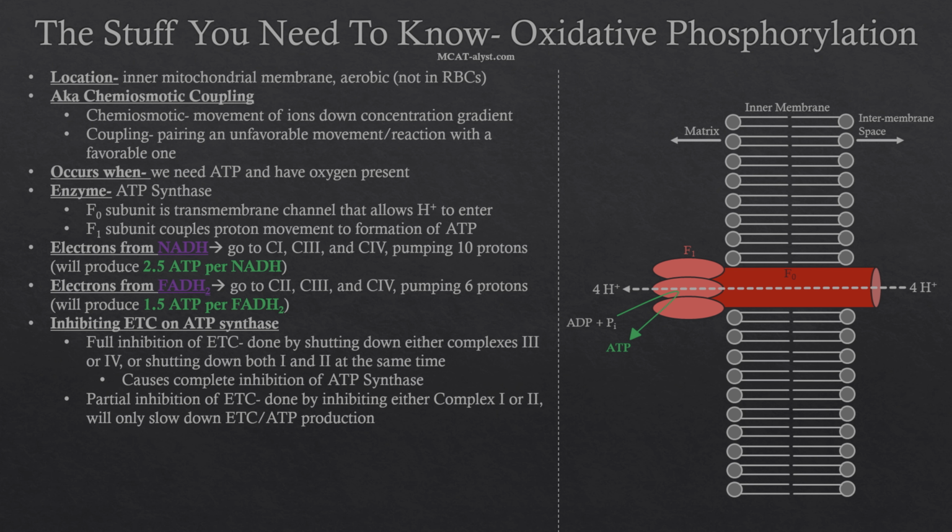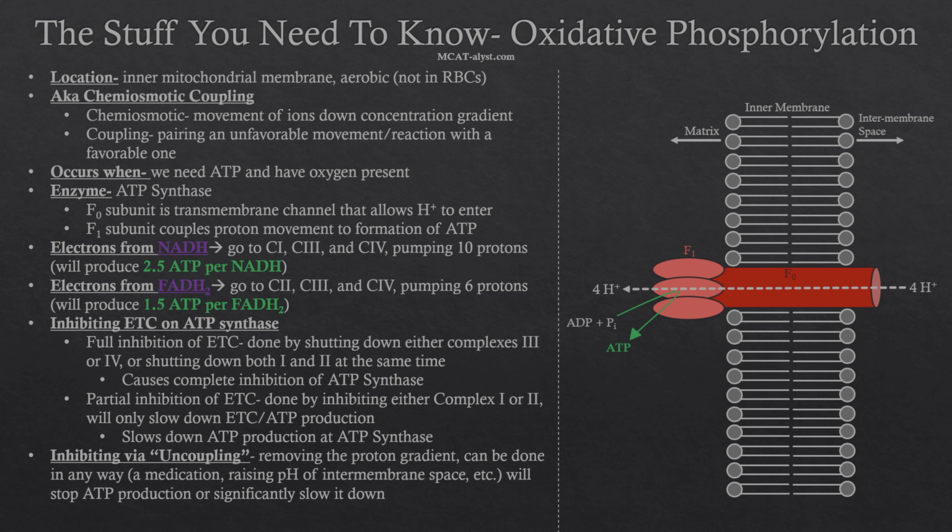ATP synthase will still be working, just at a slower rate. Full inhibition of the electron transport chain will completely inhibit ATP synthase. Partial inhibition of the ETC will only slow down ATP synthase. We can also inhibit this process of oxidative phosphorylation by a process called uncoupling.